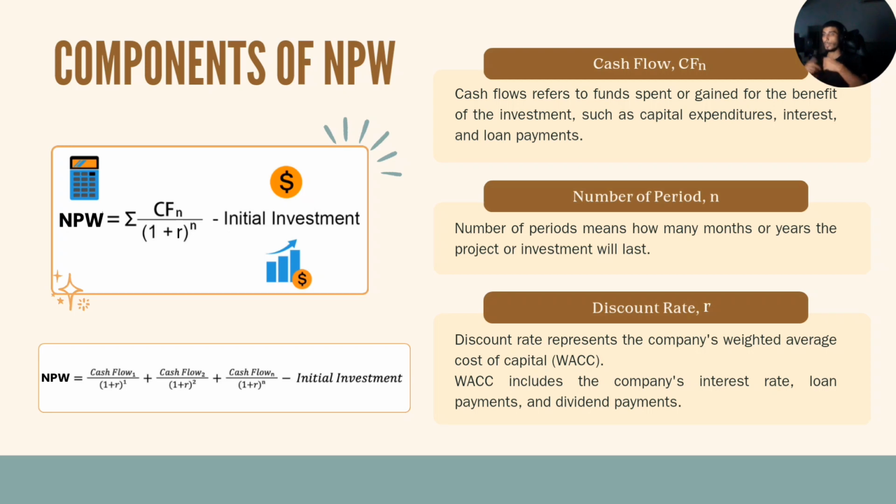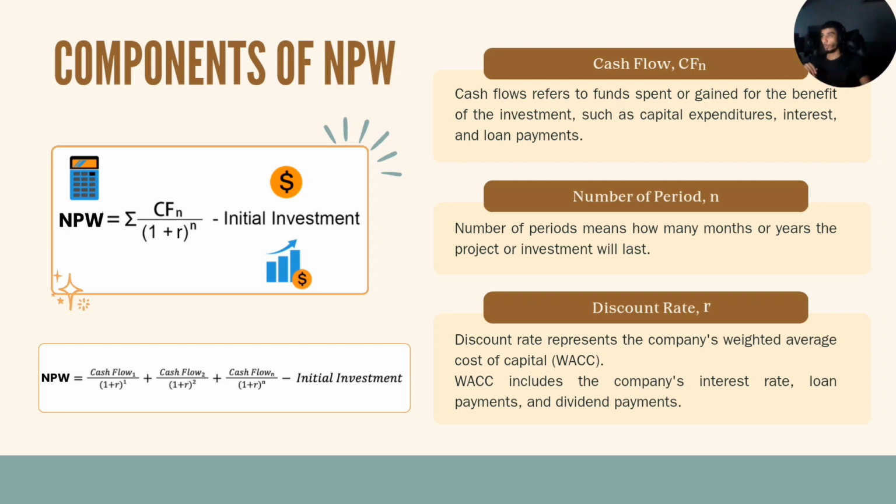First of all, the CFn, or the cash flow, refers to the funds spent or gained for the benefit of the investment, such as capital expenditures, interests, or loan payments. Meanwhile, the number of periods, n, refers to how many months or years the project or the investment will actually last. And the discount rate represents the company's weighted average cost of capital. The WACC includes the company's interest rate, loan payments, and dividend payments.